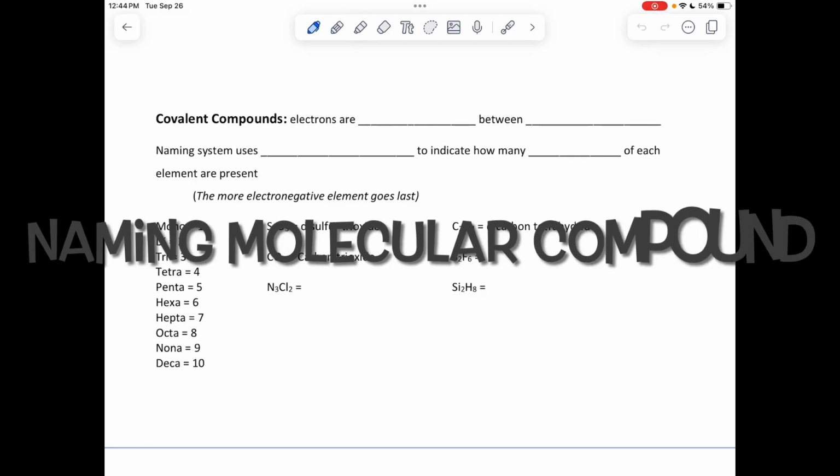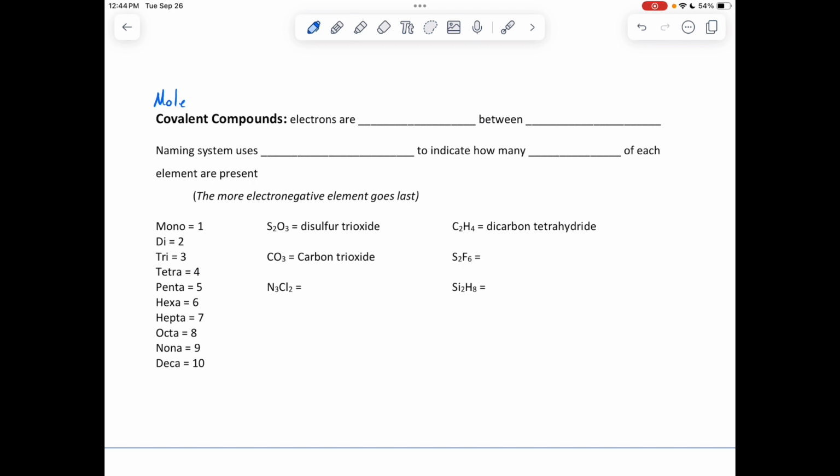This is how you write the names and formulas for covalent compounds. Covalent compounds could also be called molecular compounds. And in molecular compounds, electrons are shared between nonmetals. So you'll notice that in molecular compounds, it's all going to be composed of nonmetals, those elements in the upper right-hand corner, plus hydrogen. And the naming system uses prefixes to indicate how many atoms of each element are present.